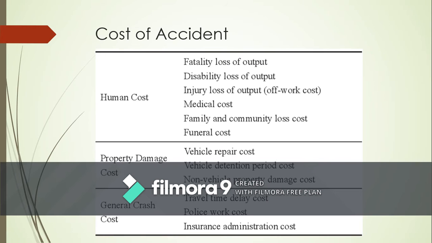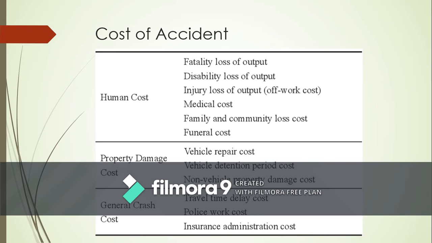Going further, cost of accident. How can we find out the cost of accident? No doubt accidents do occur in industrial setups, but we should be aware of how to calculate. So there are 3 types of damages which could be suffered. First one is human cost, property damage cost, and general crash cost.